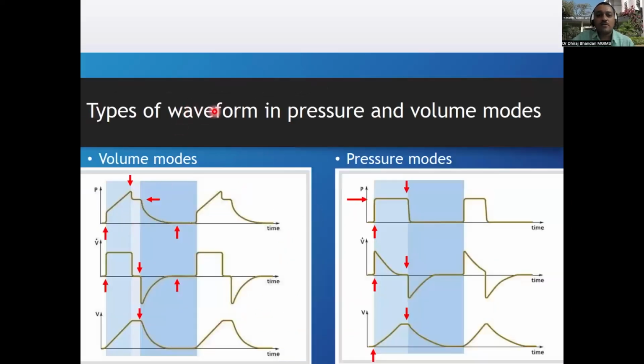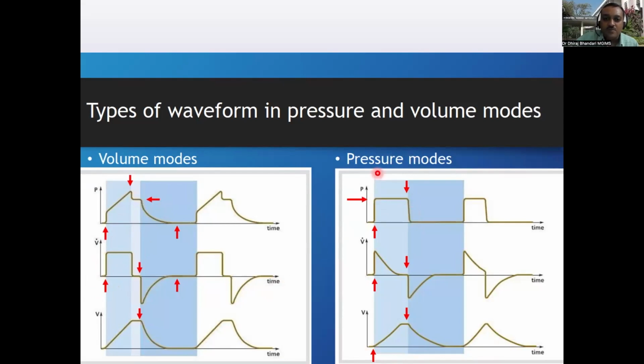Now we talk about types of waveform in pressure and volume modes. We had discussed last time also that in a volume mode you will have a fixed volume, a fixed pattern of flow, and depending upon your lung compliance, whether your lung is a very nice lung or an ARDS lung with poor compliance, your pressures will go up and down. So a parameter which is fixed will always be shown by a square waveform. You can see here that the flow waveform is a square pattern, and the pressure waveform here is a square pattern in pressure mode.